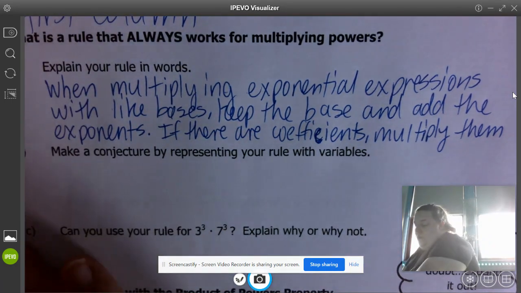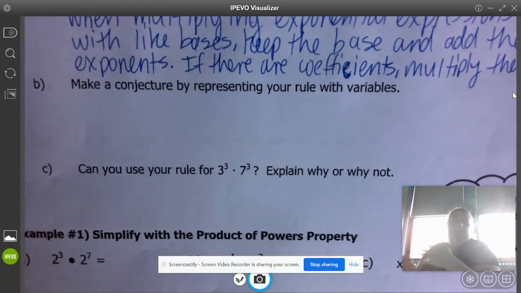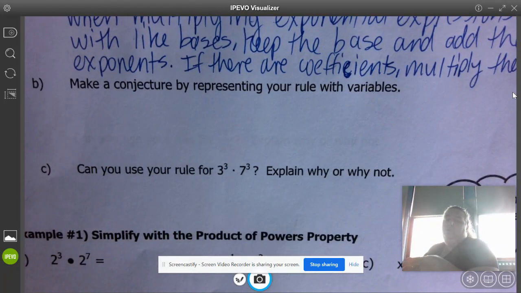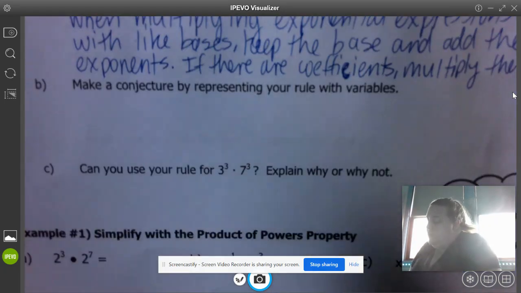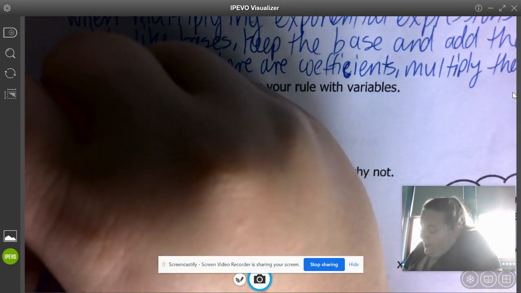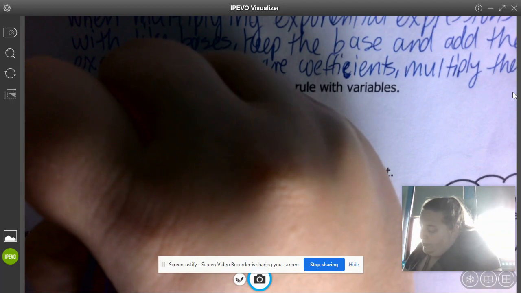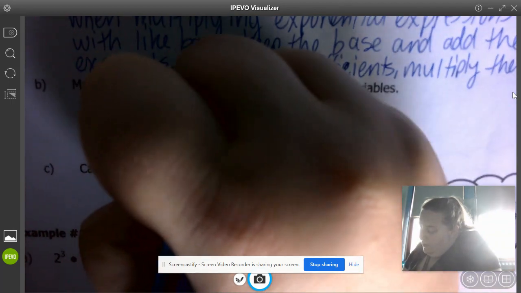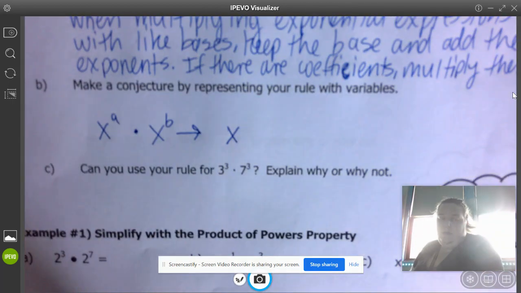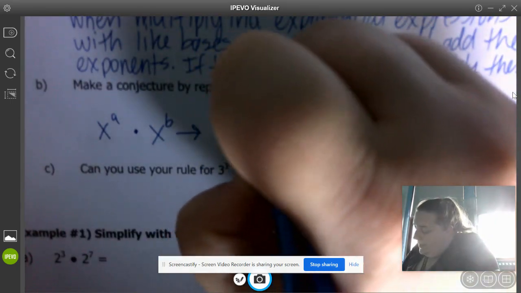Okay. All right, so write the rule. Basically, make a conjecture by representing the rule with variables. They're asking you to write it algebraically. Okay. So if I have x to the a power times x to the b power, I keep that base of x and I would add the exponents.